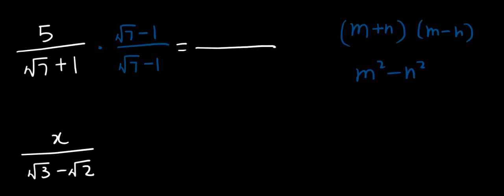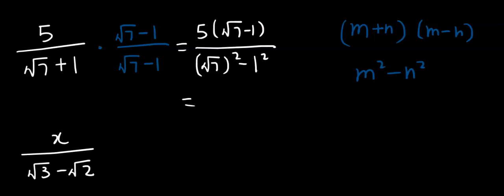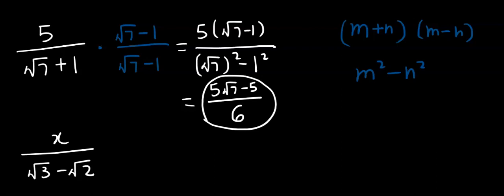Now, let's look at the denominator. So we have square root 7 squared minus 1 squared. On the top, we have 5 times square root 7 minus 1. Okay, now, square root 7 squared is 7. 7 minus 1 is 6. And the numerator, 5 square root 7 minus 5. Take one more look. Can we simplify? No, that's it. We stop right here.